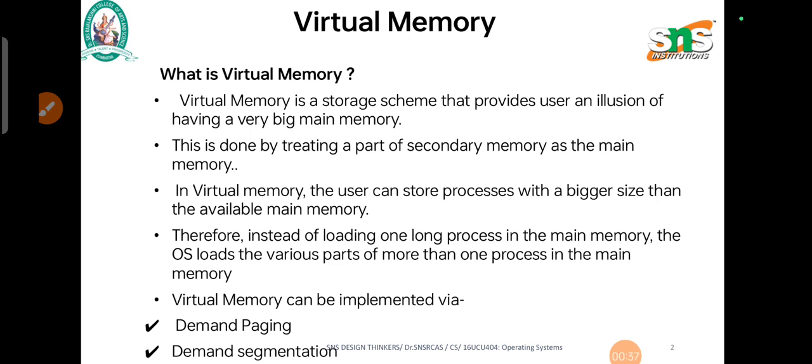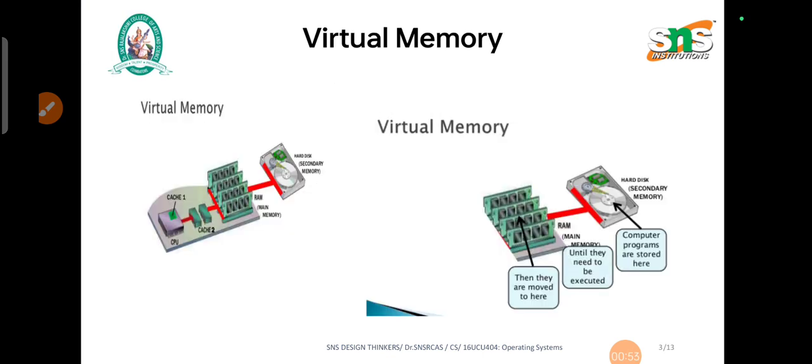In virtual memory, the user can store processes with a bigger size than available main memory. Therefore, instead of loading one process in the main memory, the OS loads various parts of more than one process in the main memory. Virtual memory can be implemented through demand paging and demand segmentation.